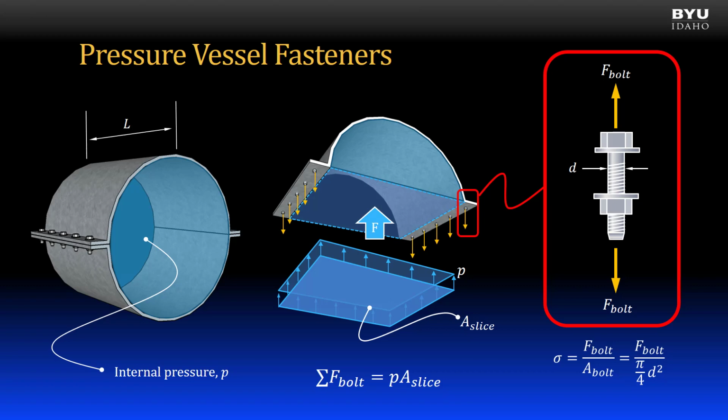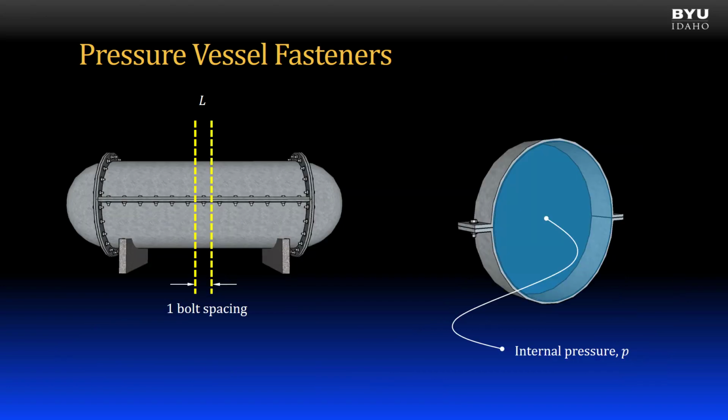Note that as the length of the slice L increases, both the number of bolts in the segment and the area over which the pressure acts increase proportionally. Thus, the length of the slice is arbitrary. It is convenient to take the slice length L equal to the bolt spacing, if it is known.